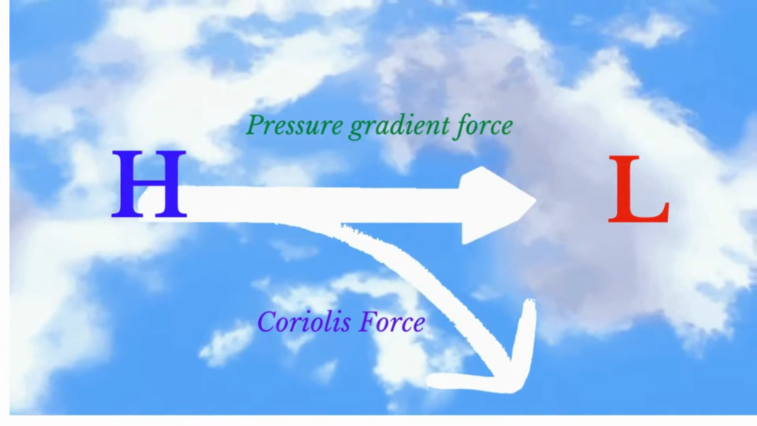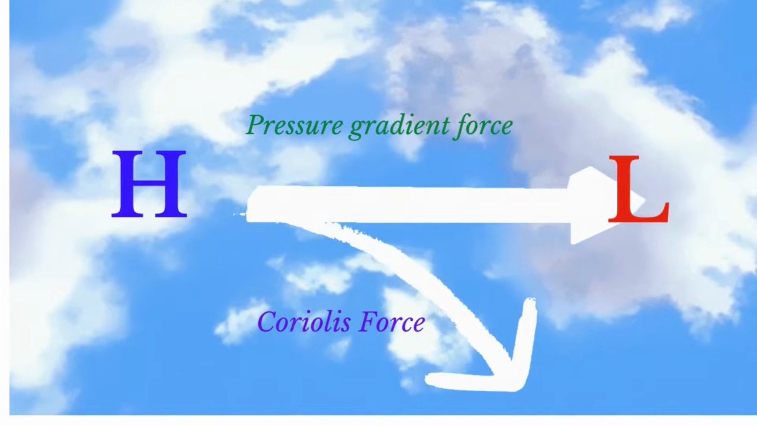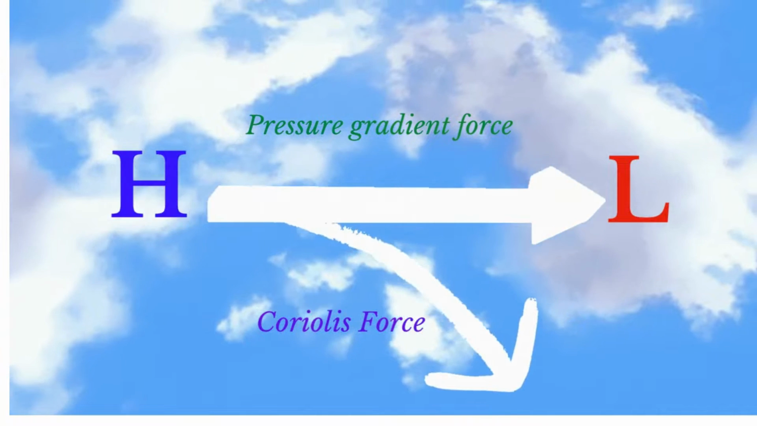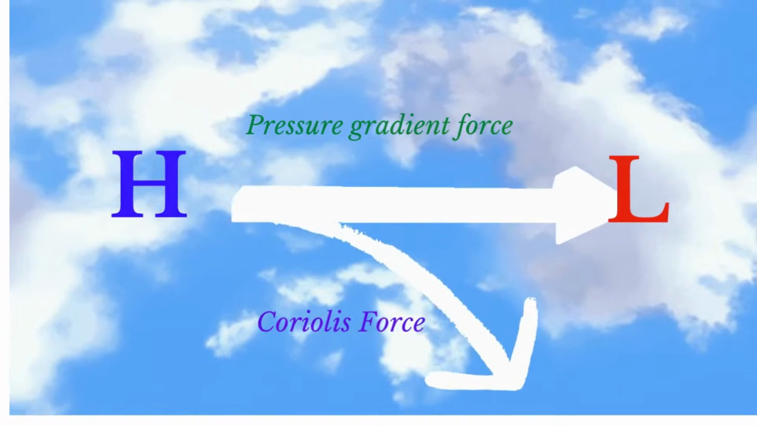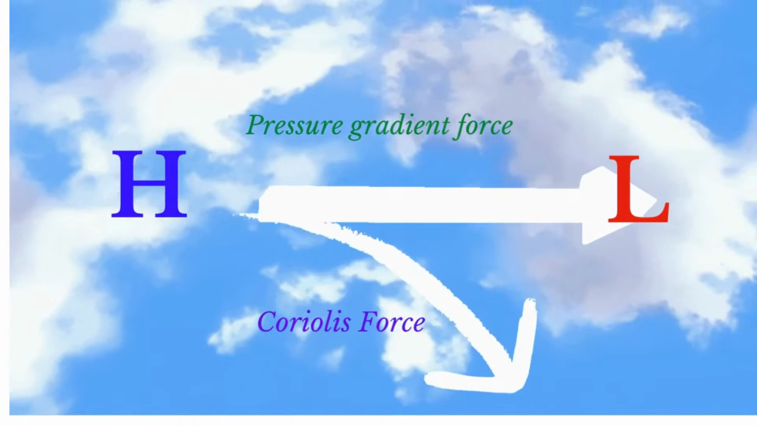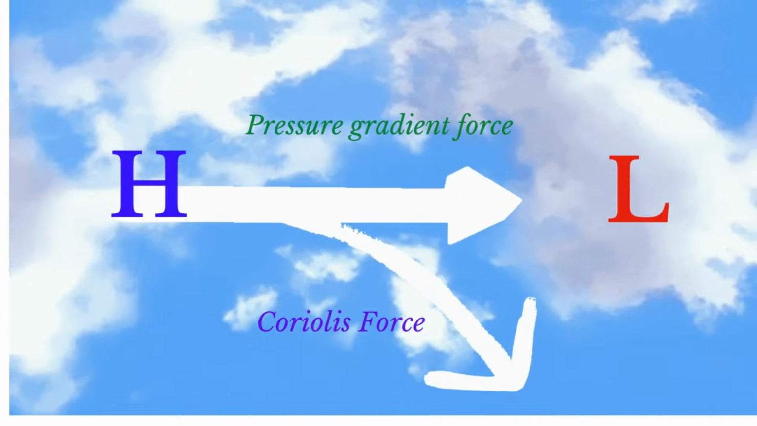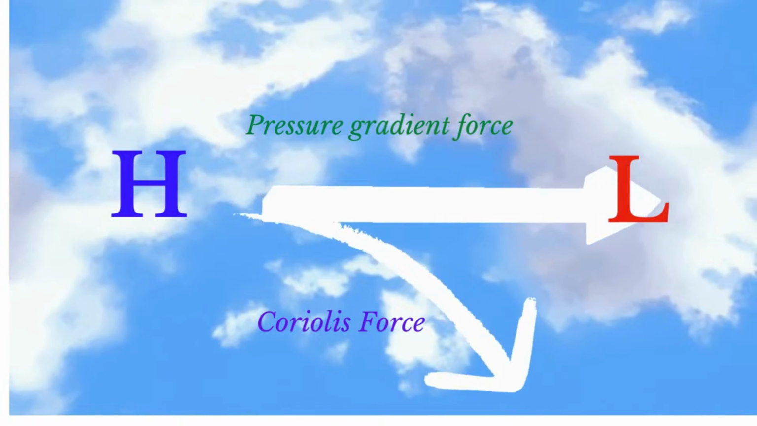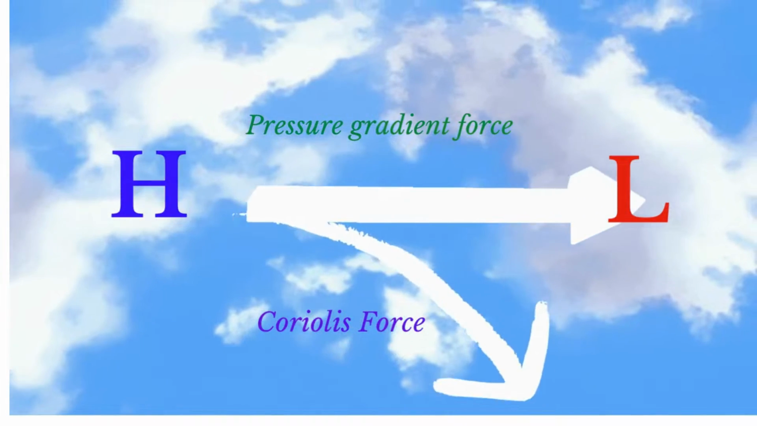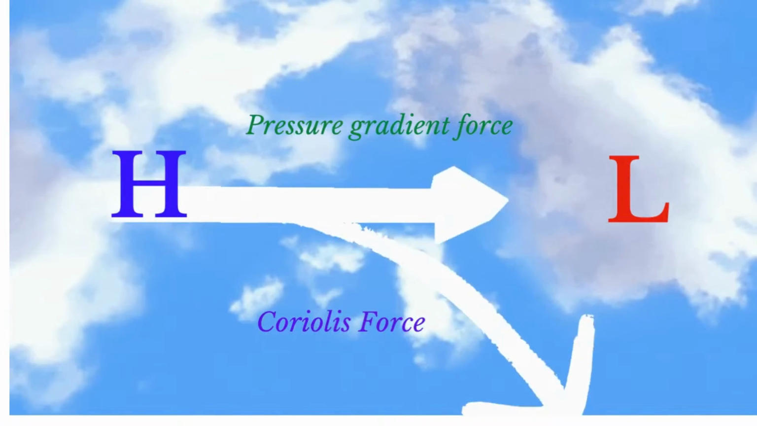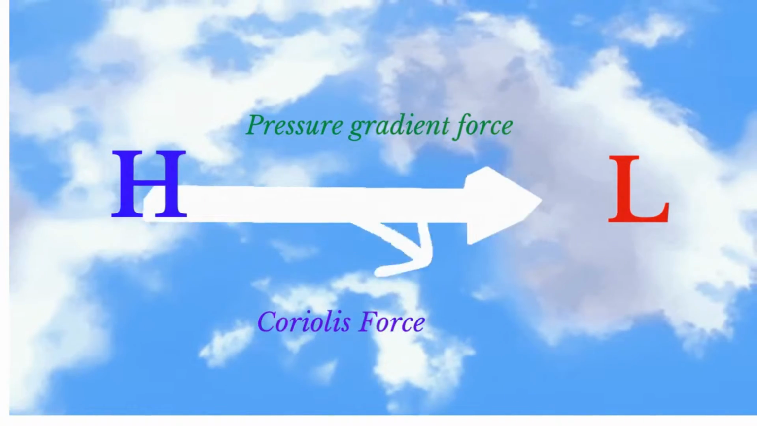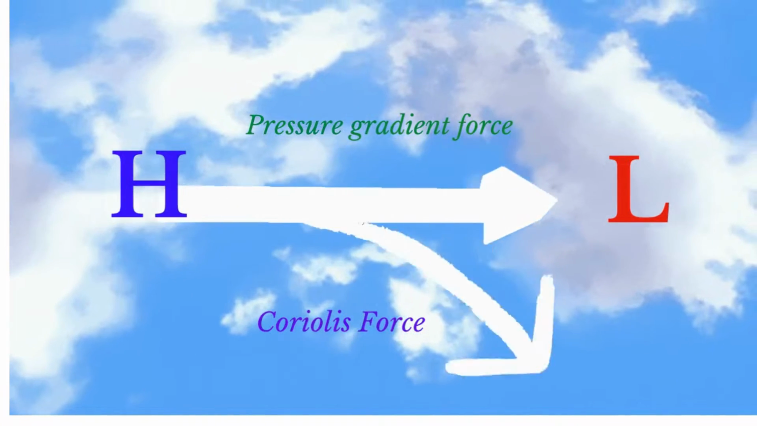This is the apparent deflection of the winds to the right in the northern hemisphere and to the left in the southern hemisphere, sorry. And this force is as a result of the Earth's rotation. It, however, doesn't normally affect winds blowing over short distances, so it mainly affects large scale winds.